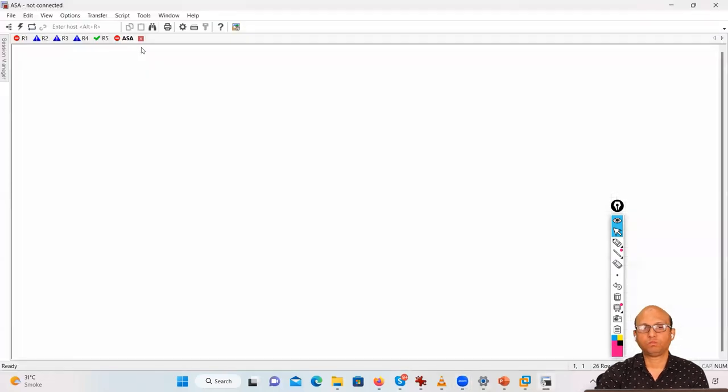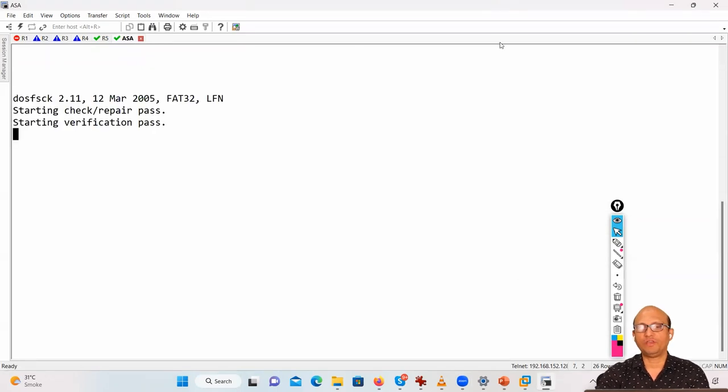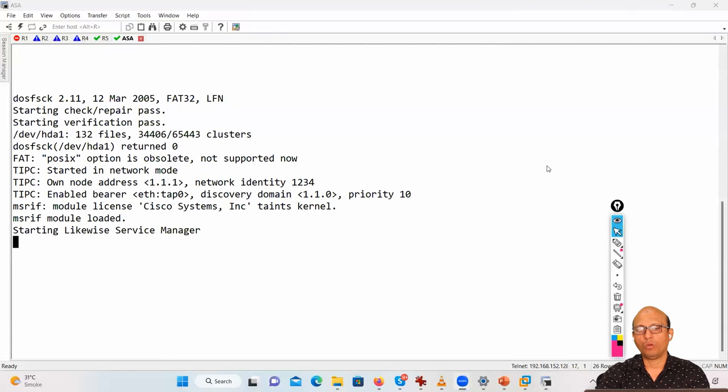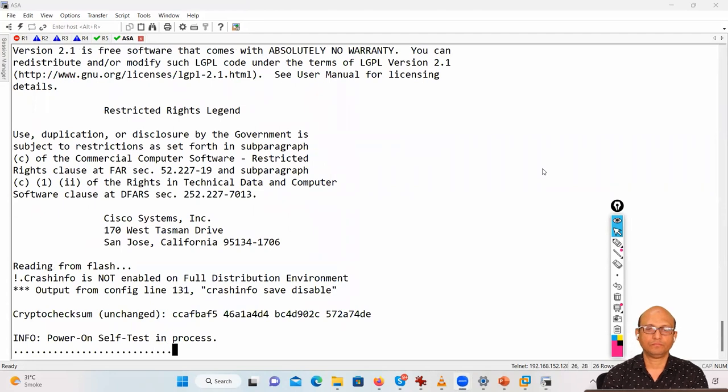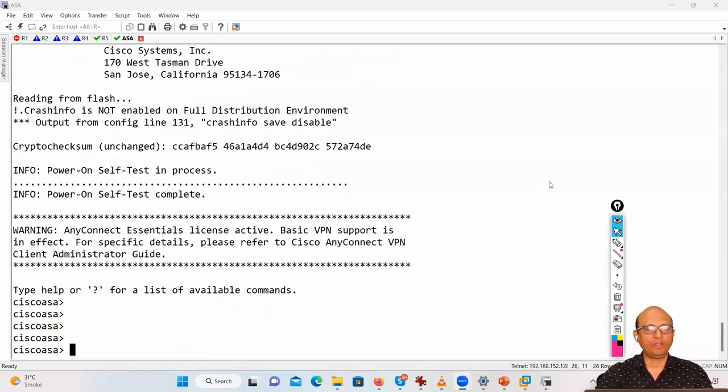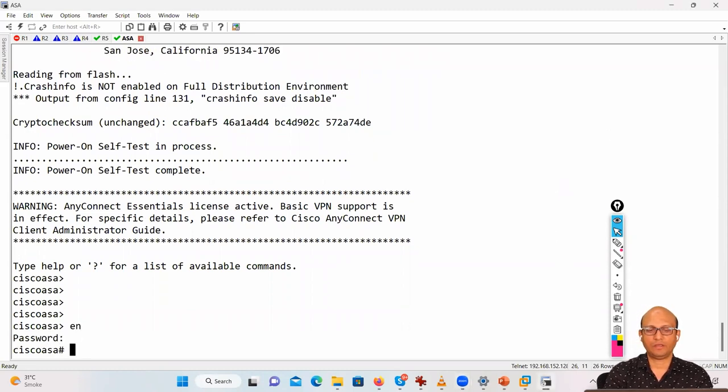Okay, so I just start my ASA. When I start my ASA, it will ask me whether I want to go for an initial setup. Say no. It is similar to what you have studied in CCNA router, step by step configuration. You don't want to do that, so say no. By default, the name of the Cisco ASA is ciscoasa only. You just say enable, the password is blank. There is no password for ASAs.